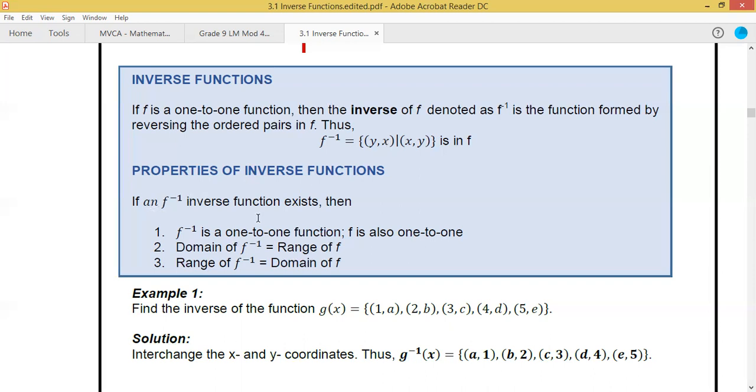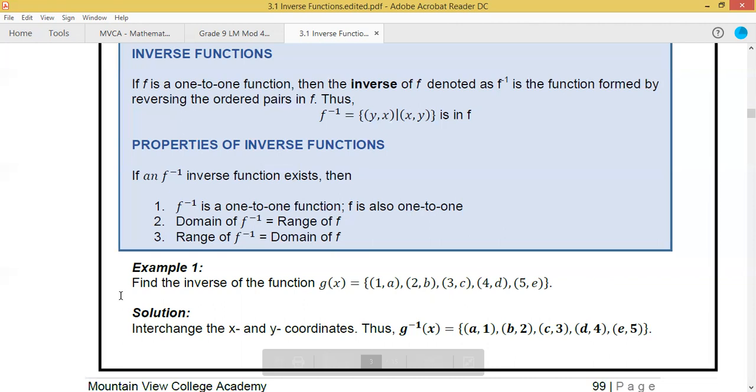If the inverse function exists, then the inverse function is one-to-one. If the inverse function is one-to-one, then the original function is also one-to-one. Next, the domain of the inverse function is the range of the original function. And the range of the inverse function is the domain of the original function. Again, if this is x, y, in the inverse, it becomes y, x.